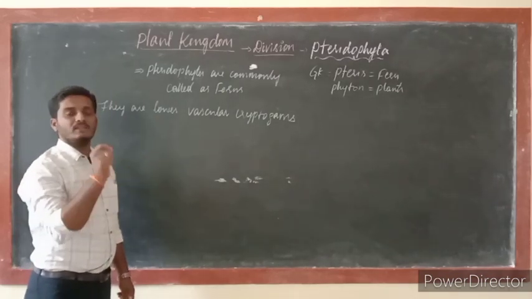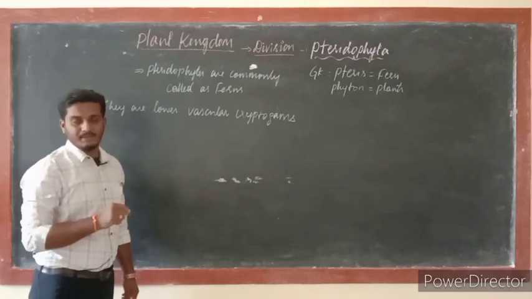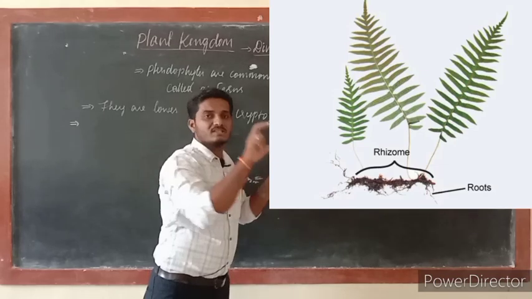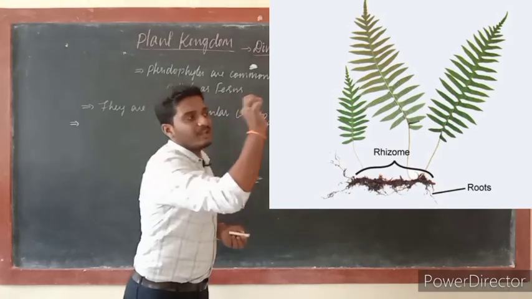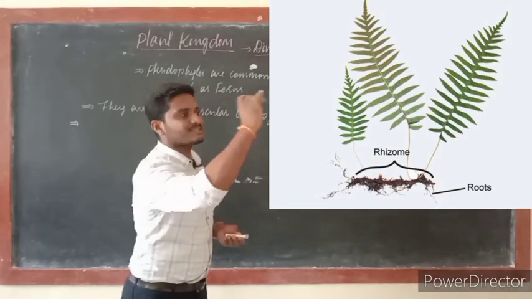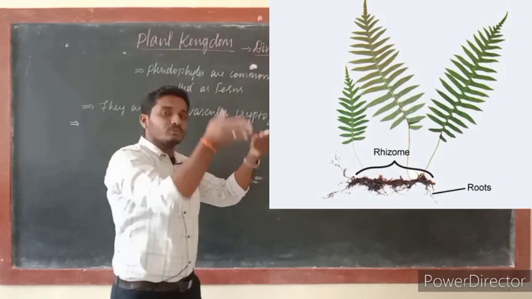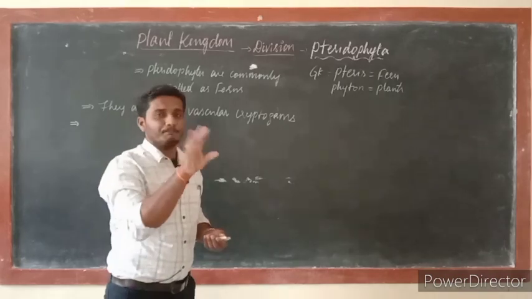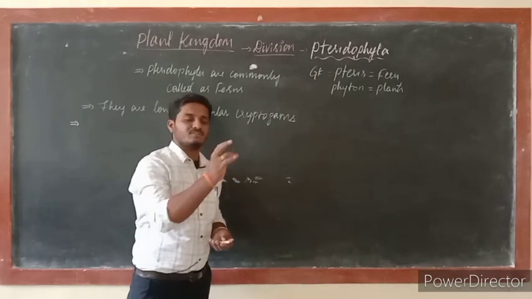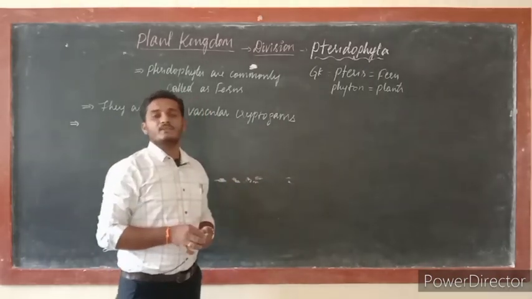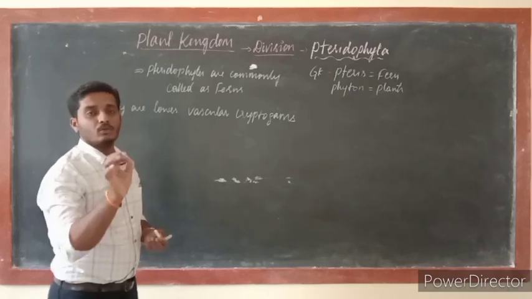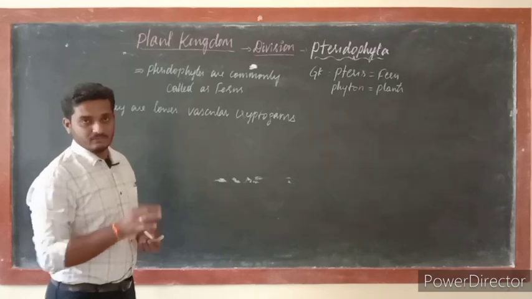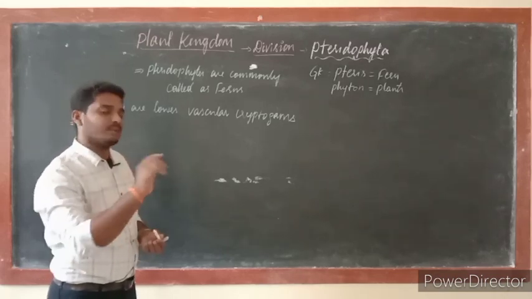Along with that, this plant body is said to be sporophyte. Whatever plant body is visible is called the sporophyte. It can be differentiated into root, stem and leaves. Before this, in Bryophyta and algae, the plant body cannot be differentiated into root, stem and leaves. But here we can differentiate the plant body into root, stem and leaves. These plants are not thalloid.